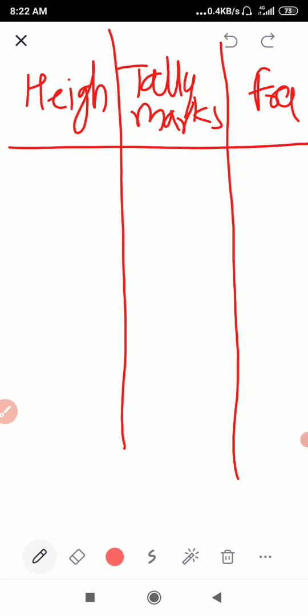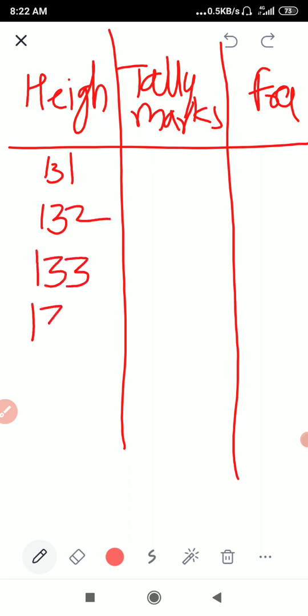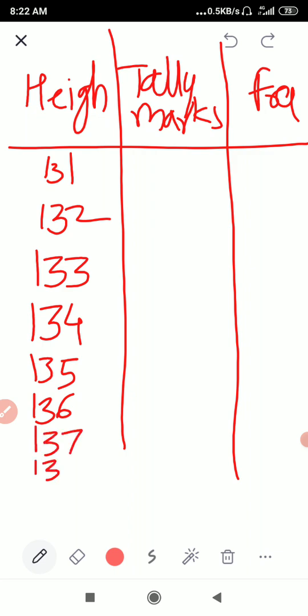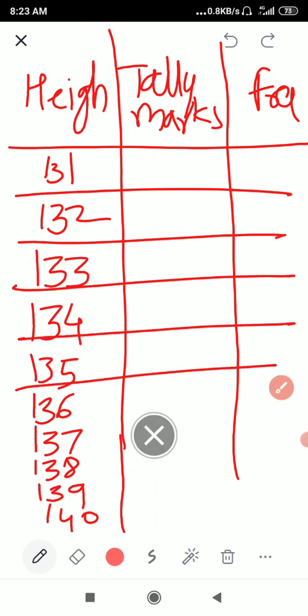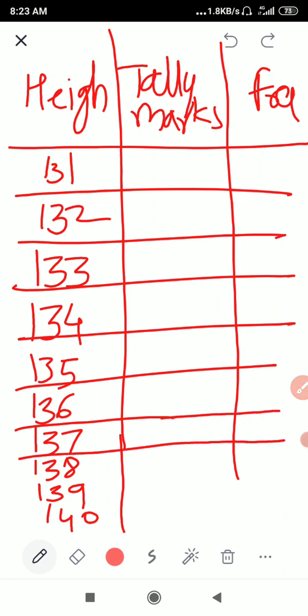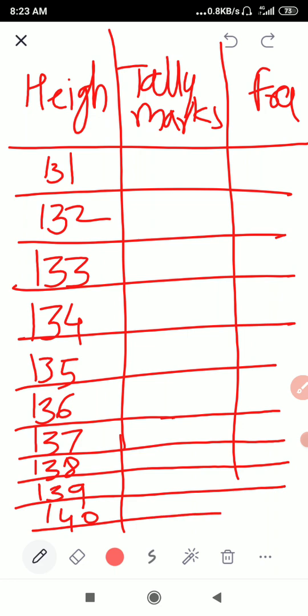Now 131, 132, 133, 134, 135, 136, 137, 138, 139, and finally 140, children. So you put the table like this, first the scores, and finally write n is equal to here.